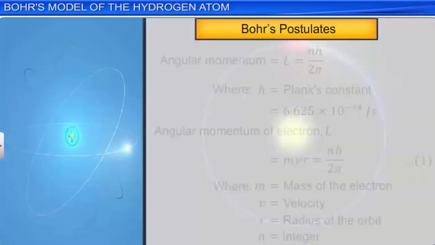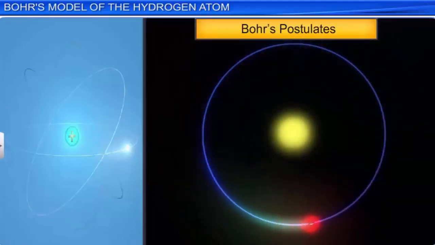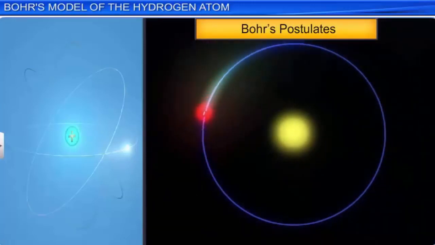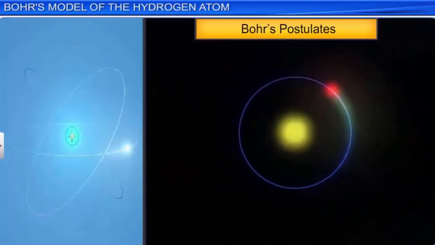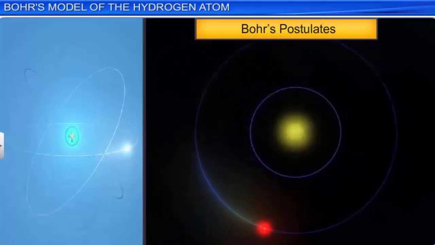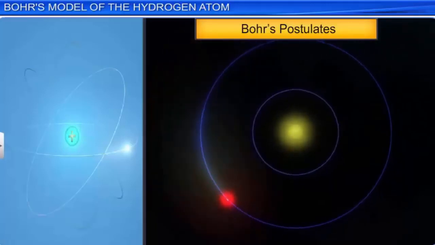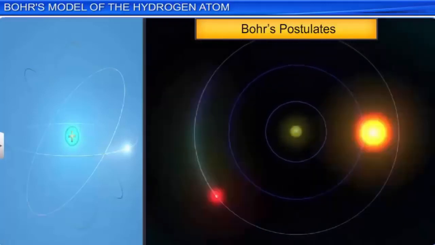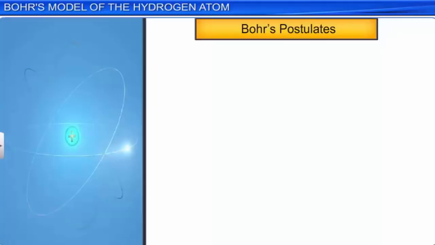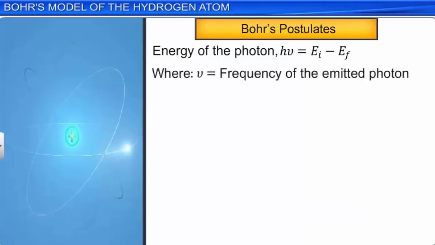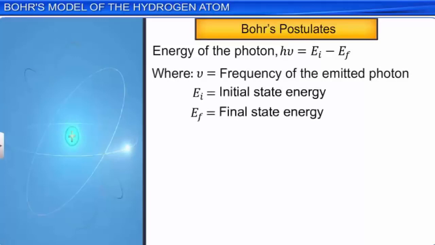According to Bohr's third postulate, an electron might make a transition from one specific non-radiating orbit to another of lower energy. When it does so, a photon is emitted having energy equal to the energy difference between the initial and final states. Then, the frequency nu of the emitted photon is given by the relation h nu = Ei - Ef. Here, Ei is the initial state energy and Ef is the final state energy of the electron. Let this be equation 2.